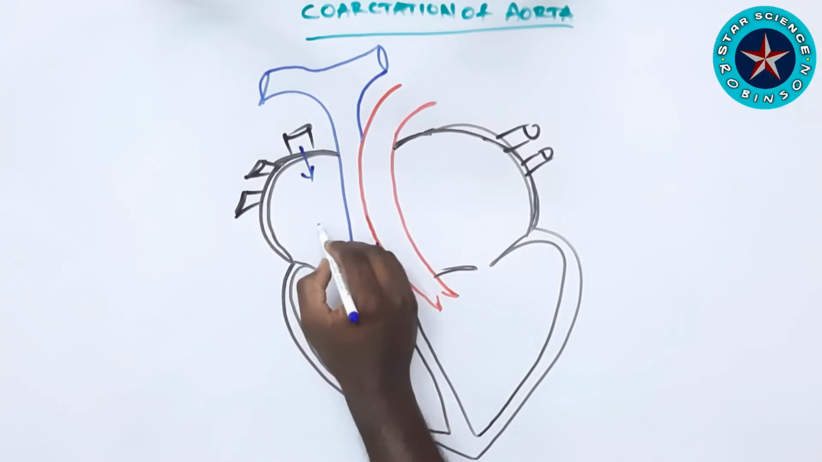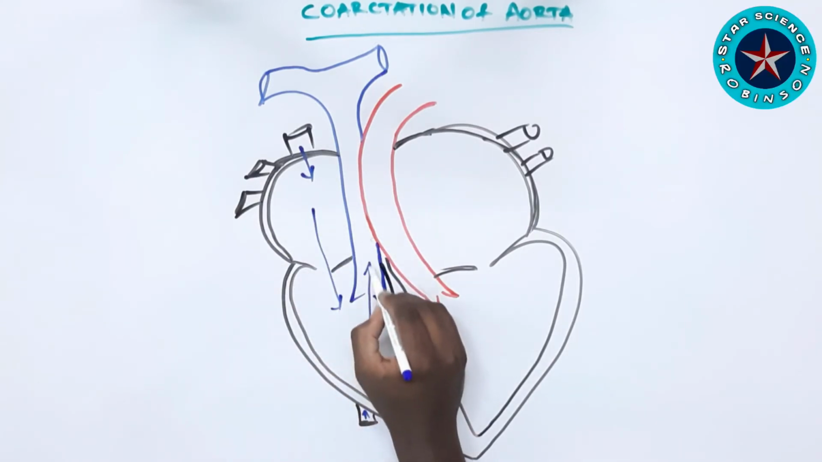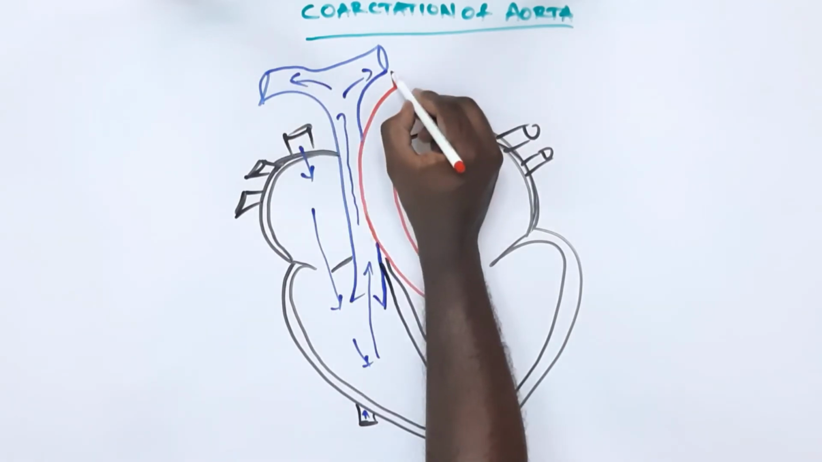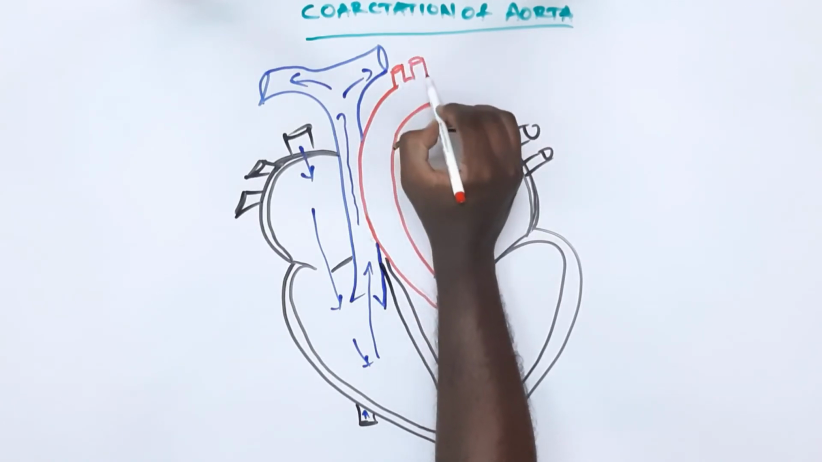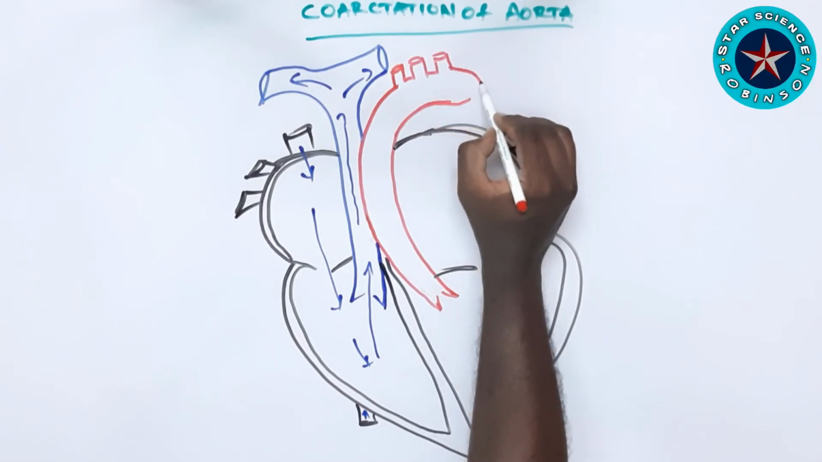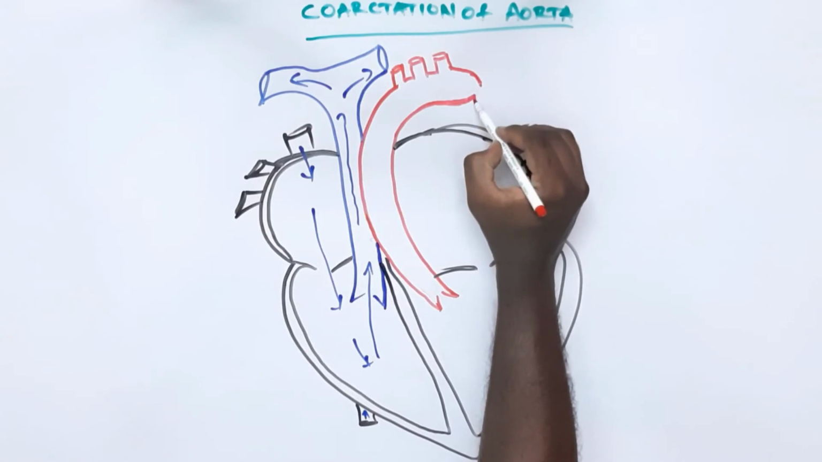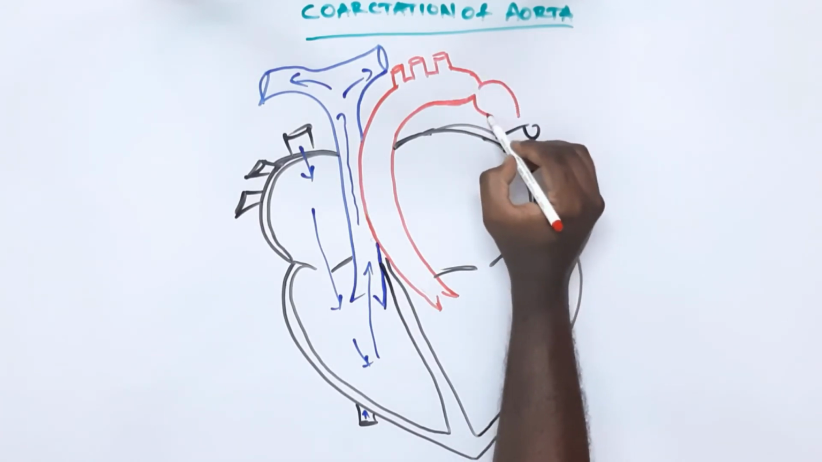In postductal type, the right ventricular outflow cannot maintain blood flow to the descending aorta in sufficient amount, because the aorta is narrowed after the connection of the ductus arteriosus. Then the blood will not be sent into the lower part of our body, which results in increased pressure in the upper part of the body and decreased pressure in the lower part of the body.